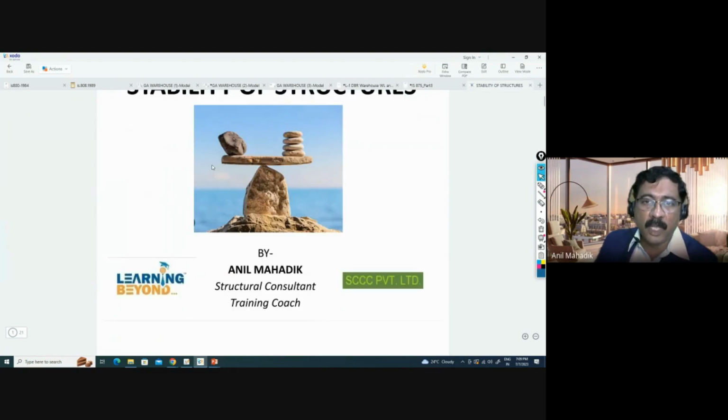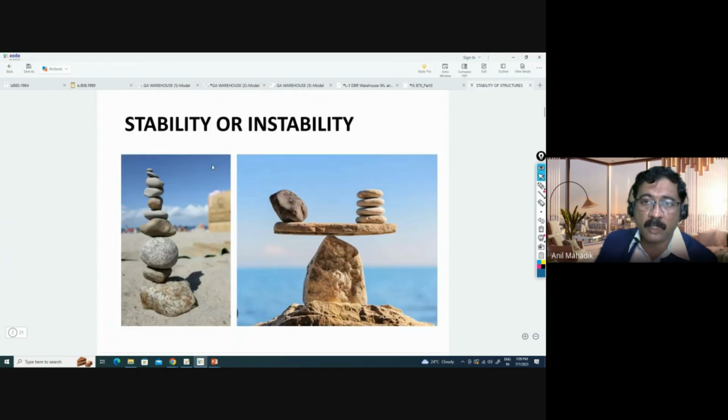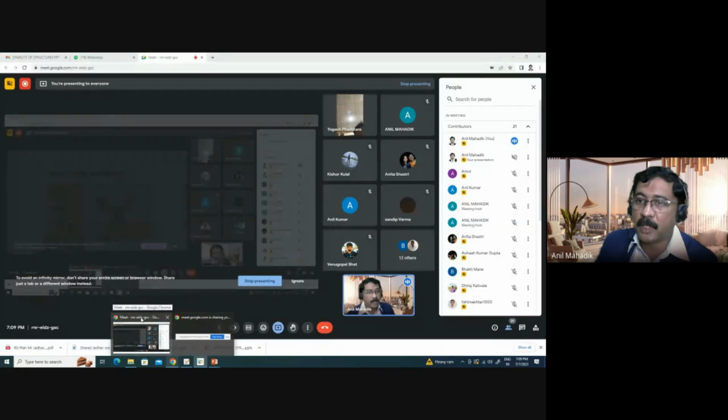And can you tell me what you understand by stability or instability? Can anyone tell me? So we can have an interactive session also, you can use English or Hindi language. And we will go on developing this concept. Okay. Can anybody tell me what you understand by stability or instability?